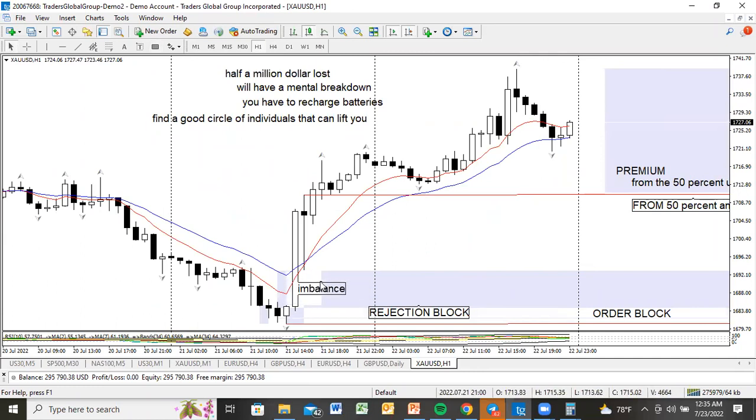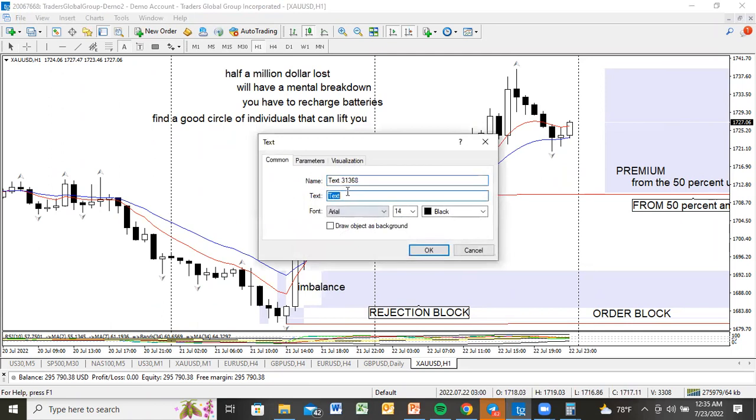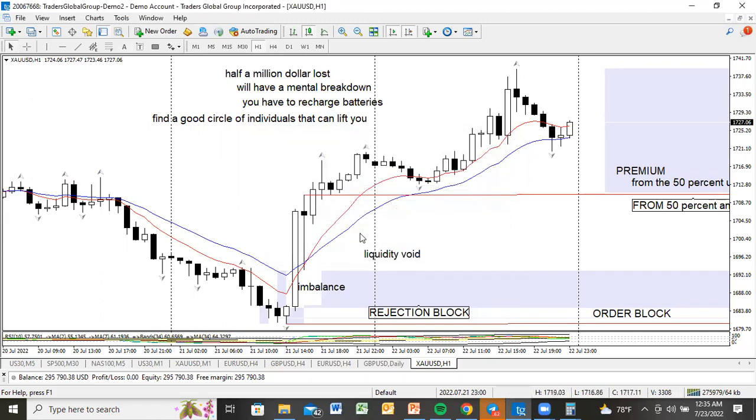The first is fair value gap. The next is your liquidity void. Liquidity void? Yeah, your gap. Fair value gap is what you captured now, but liquidity void is the whole space. The whole, okay, so this whole block. Yes, that whole space. You get the gist.